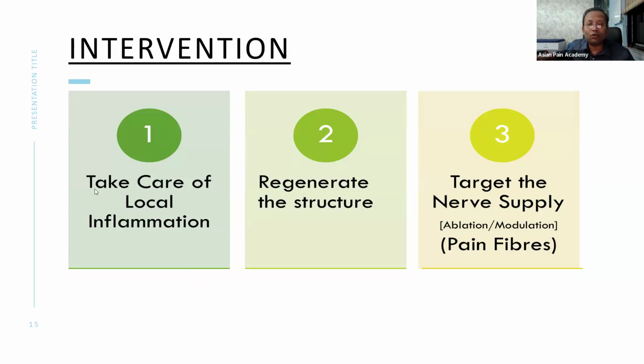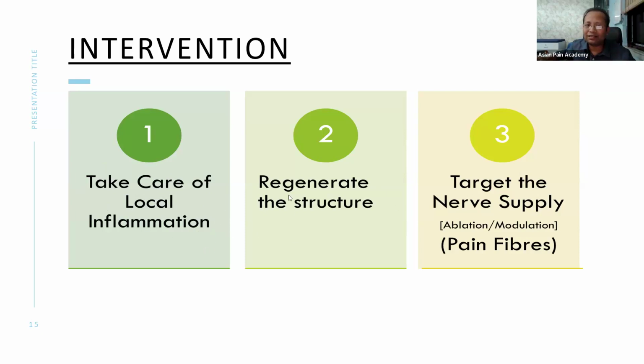So first thing, take care of local inflammation. If there is any local inflammation, you can take care of that. That is one mode of treatment. Second thing is regenerating the structure. Most of the time, if it is an acute inflammation, the patient is coming with an acute presentation, swelling, acute pain, acute exacerbation of pain. There you go for a steroid-like drug or NSAID, because you are taking care of inflammation by the prostaglandin pathway.